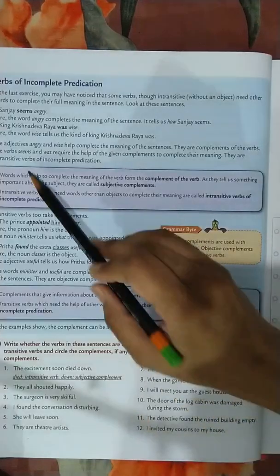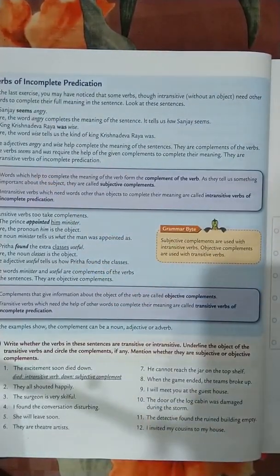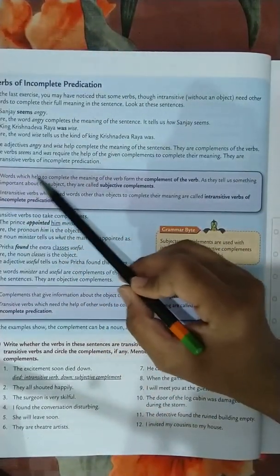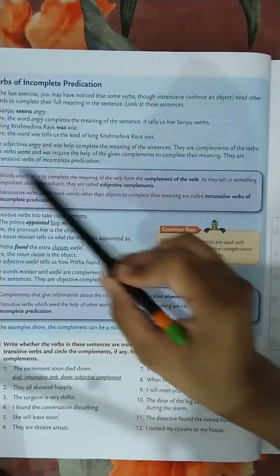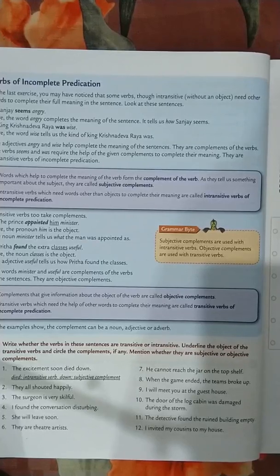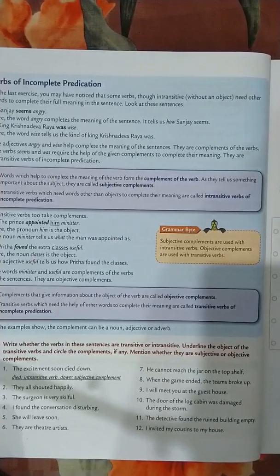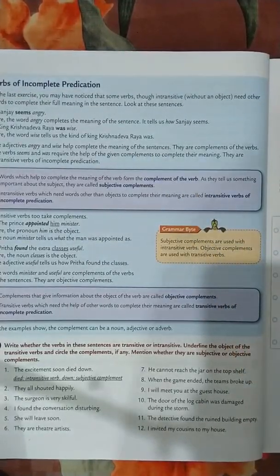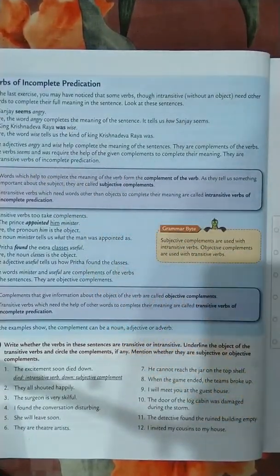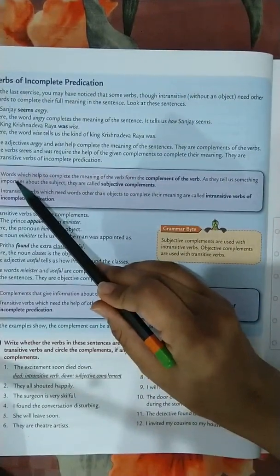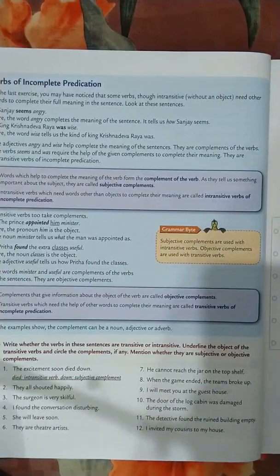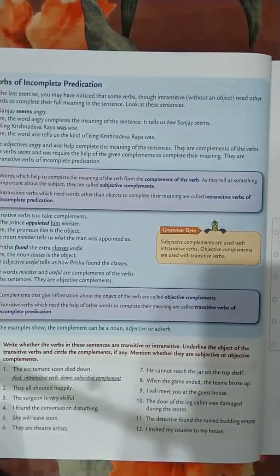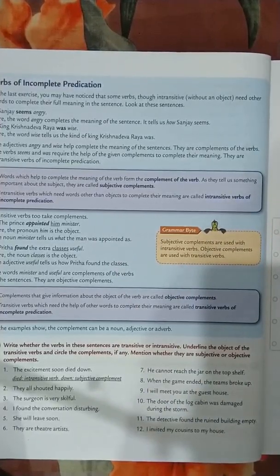Okay, they are intransitive verbs of incomplete predication. Now students, see in this box the words which help to complete the meaning of the verb. As I have explained here, the words which help to complete the meaning of the verb form the complement of the verb. Here the verb requires a complement.